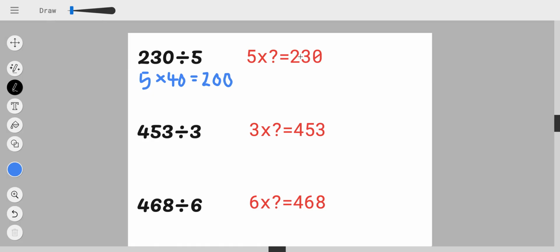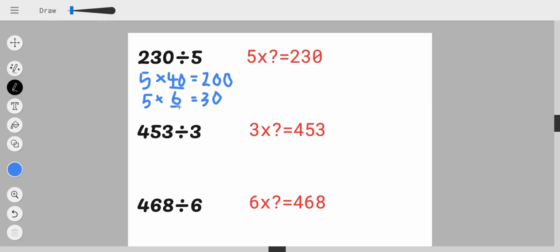But we still have the 30 left over. We still need to work with that chunk because if we take 200 out of 230, we're left with a chunk of 30. So I'll do the same thing with 30. 5 times what, and I'll leave a little gap, equals 30. Now that's just a multiplication fact. 5 times 6 equals 30. All right, so we've done both chunks. Now we just need to combine both those chunks together.